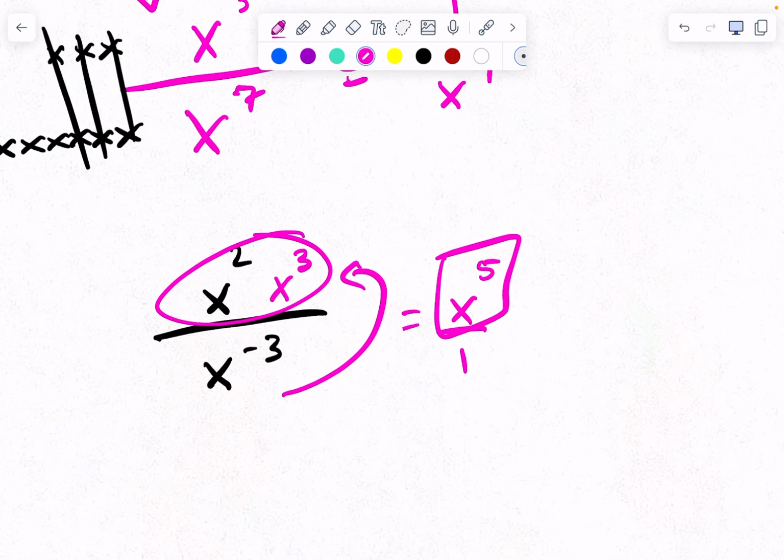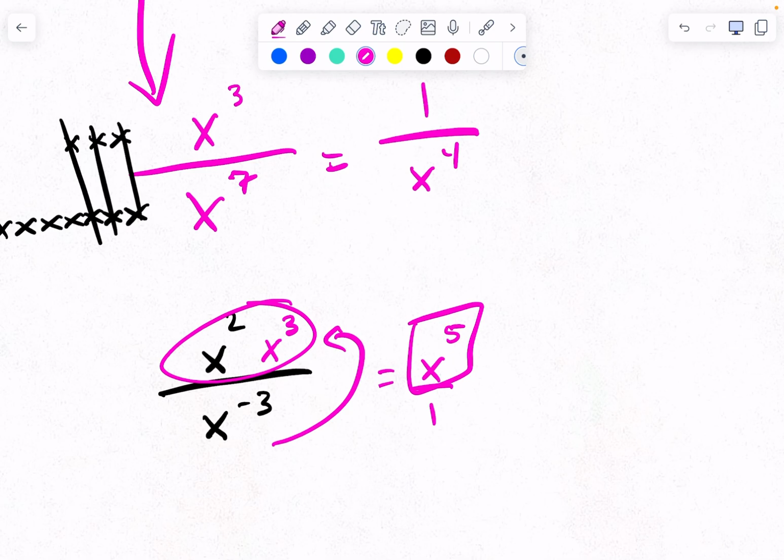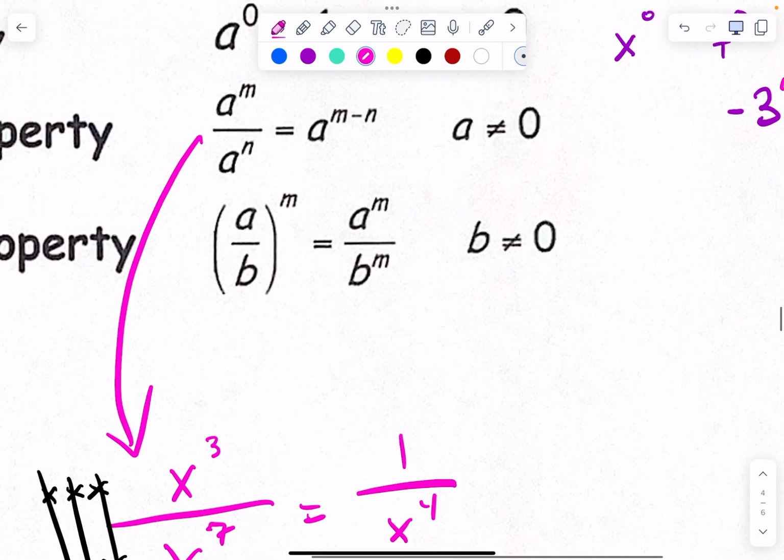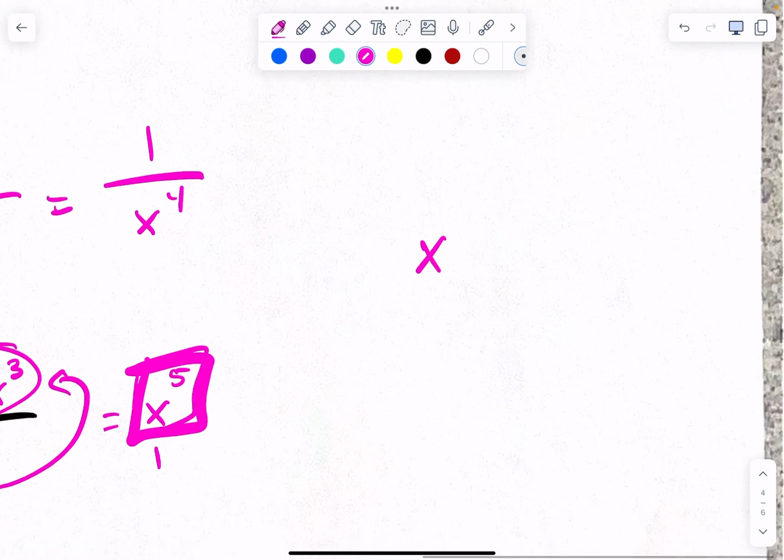Got it? Okay? Wouldn't it be the same as just x to the 5th power? Right. So you can just leave it as x to the 5th power. You don't need the 1 on the bottom. Got it. Okay?